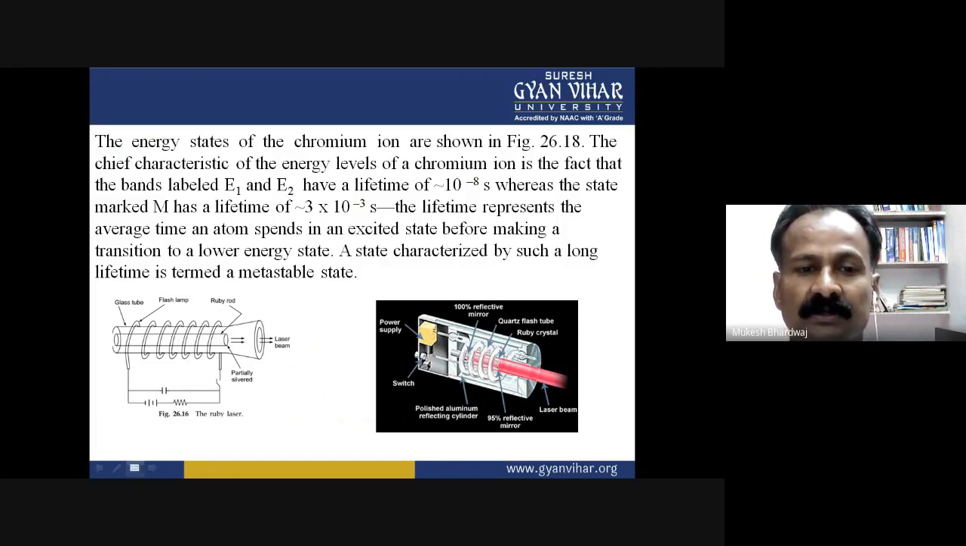So this is the diagrammatic representation of a ruby laser. In figure 26.16, the figure shows a glass tube, flash lamp, ruby rod, and the laser beam. It is excited with an external power source. And this is the actual representation. There is a power source, 100% reflective mirror, quartz flash tube, and ruby crystal. The laser beam is ejected out. There is a 95% reflective mirror, polished aluminum reflective cylinder, and the switch.